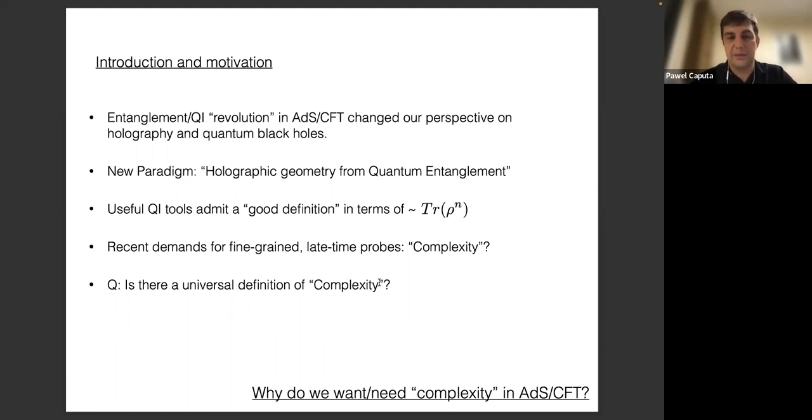But before I go there, if not everyone is familiar with how this all started, maybe I'll give you a brief introduction to why we actually want or need complexity in AdS/CFT. And this is going to be a bit pedagogical or broad, so I'm sorry if this is too slow or too basic, but for people that are not familiar, this might serve as a nice starting step for what's going to follow. Some basically historical motivation.